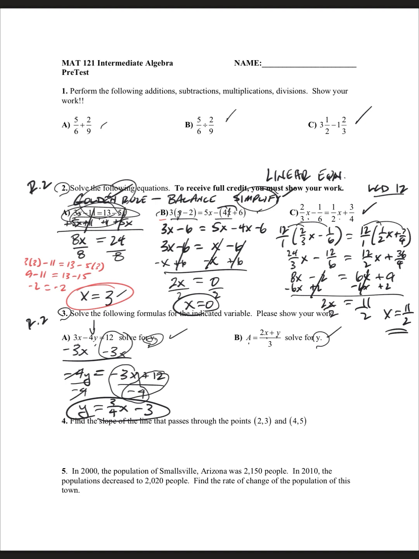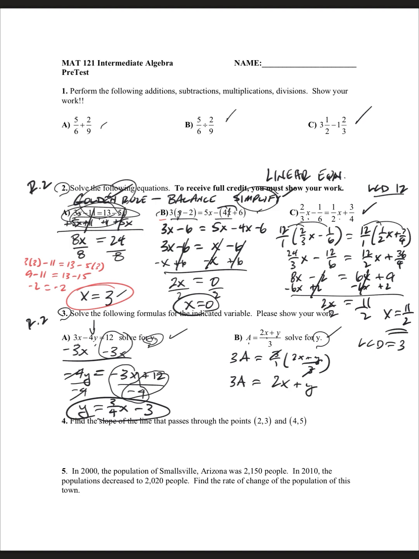So last but not least, letter B, we start with a fraction problem. Well, let's use our LCD trick. The LCD of this problem is 3. So I multiply both sides by 3, and on this side, I write that as 3 over 1 to handle the fraction. Over here we have 3a. Over here the 3's cancel out, leaving us with 2x plus y.